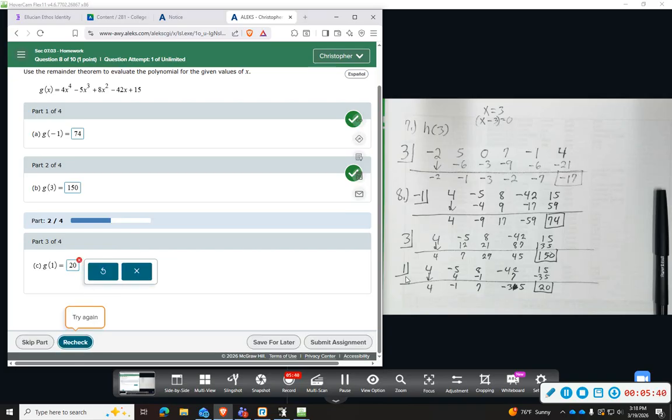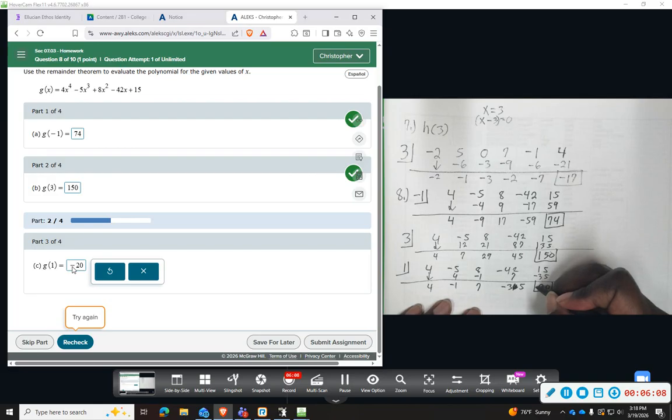Okay, made an error somewhere. Let me make sure I got them all written down correctly. 4, negative 5, 8, negative 42, 15. g of 1, 1 and 4, negative 1, negative 1 gives us 7, 7, negative 35. Should be a negative 20. I left my negative sign off. Sorry about that. Should be a negative 20.